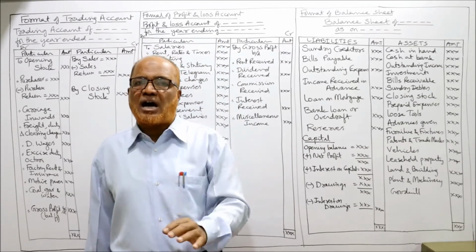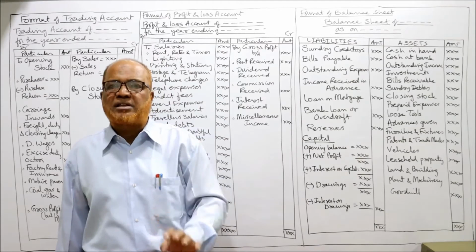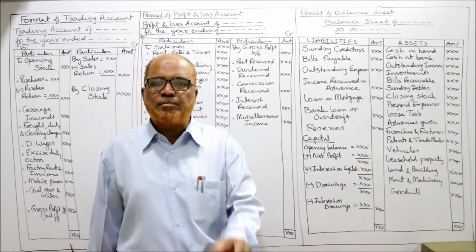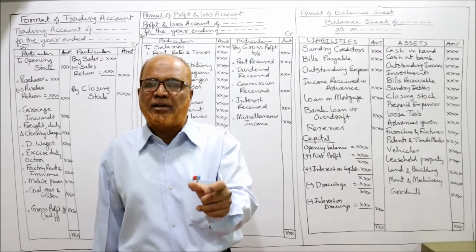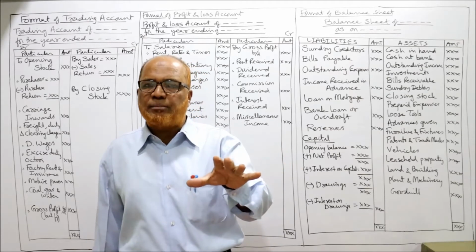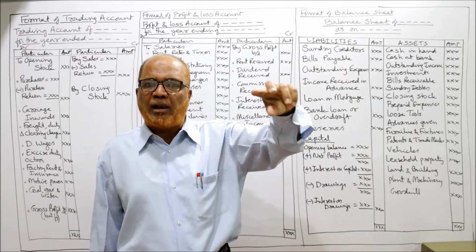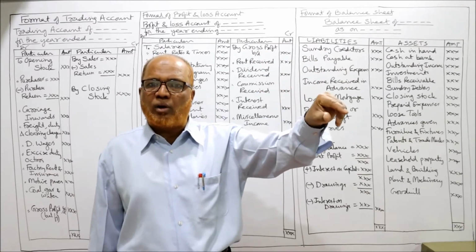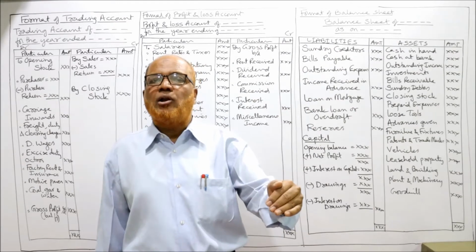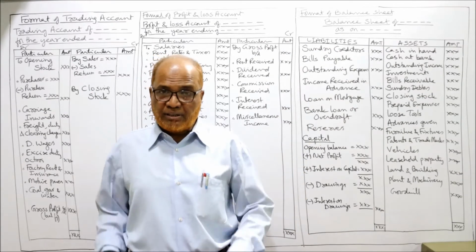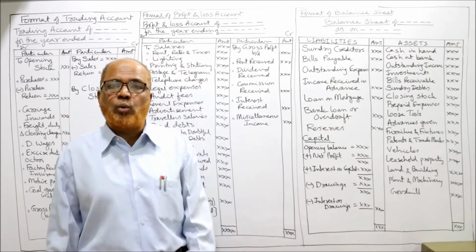Then fixed assets. After completing liquid assets, we'll take fixed assets: land and building, plant and machinery, furniture, fixture, etc. This method is called liquidity method. Liability side also will follow the same thing. Current liability will be taken first: sundry creditors, bills payable, outstanding expense, then bank overdraft. After that, we'll take long-term liabilities like loans. Then we'll take capital. This method, if you follow, is called liquidity method.